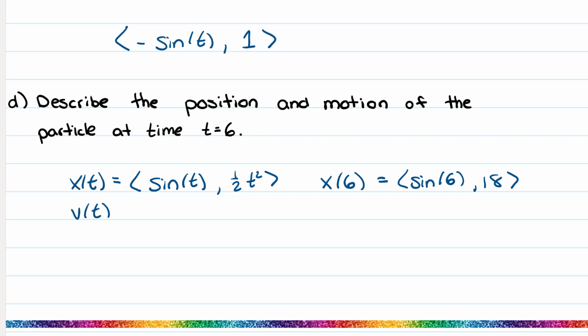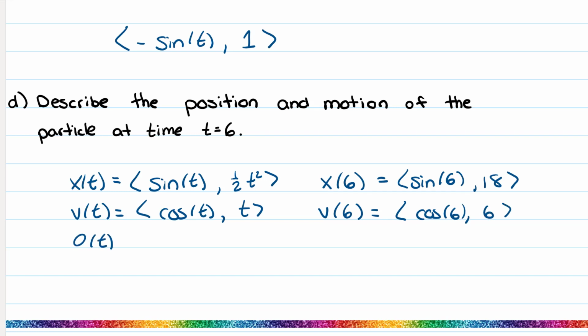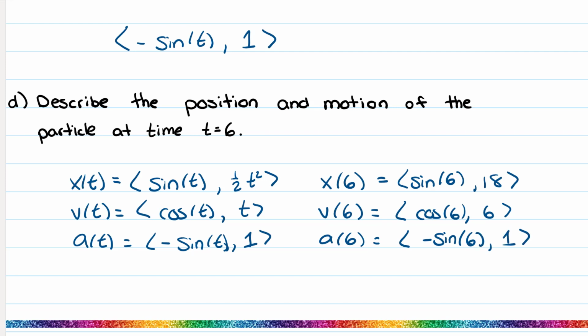So v of t is then going to be cosine of t, comma t. So then v of 6 is going to be cosine of 6, comma 6. And our acceleration was negative sine of t, comma 1. So then the acceleration at time 6 as a vector is negative sine of 6, comma 1. And that's it.